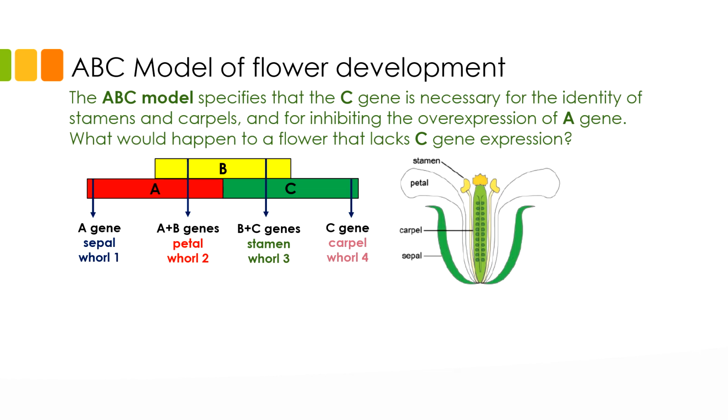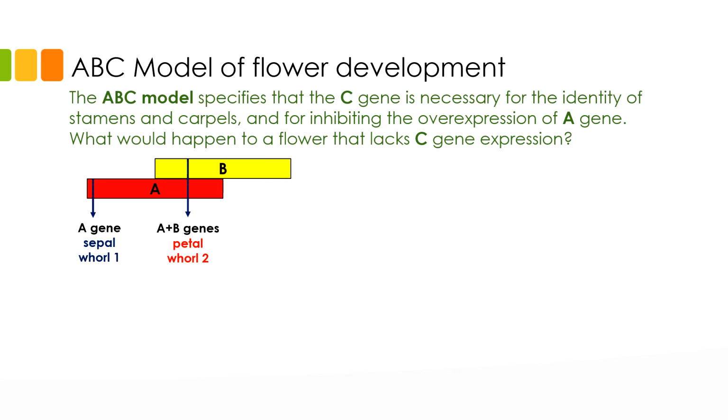How about losing the expression of the C gene? The ABC model specifies that the C gene is necessary for the identity of stamens and carpels and for inhibiting the overexpression of A gene. What would happen to a flower that lacks the C gene expression?